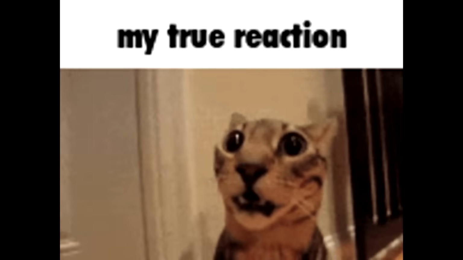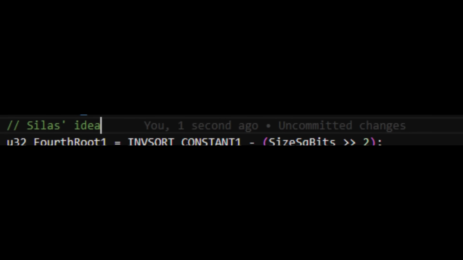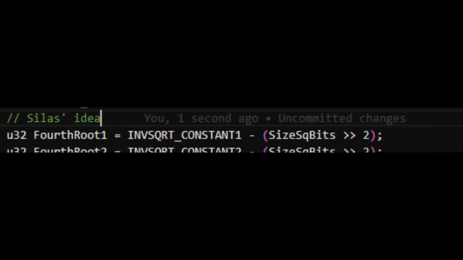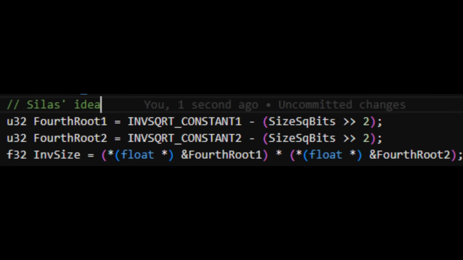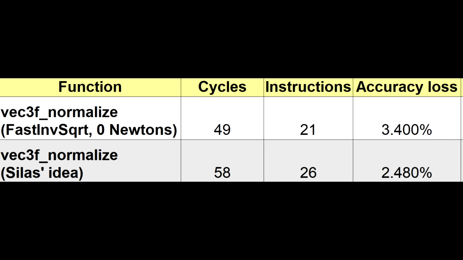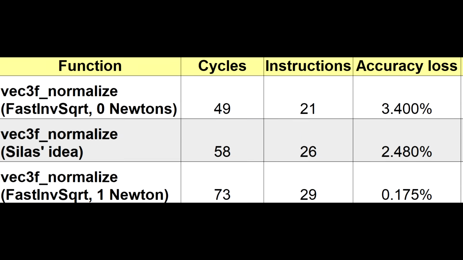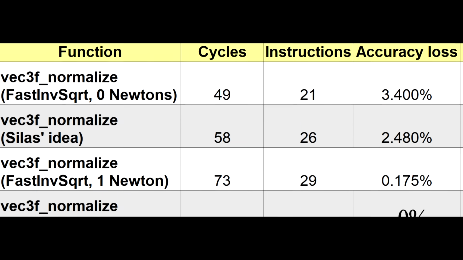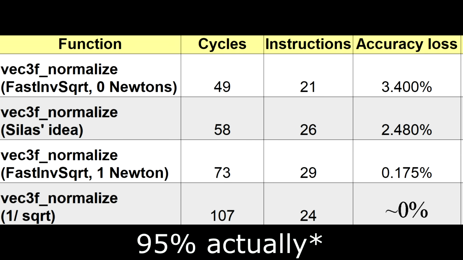One other idea that Silaslock had was to not compute the fast inverse square root, but instead compute 2 separate approximations for the 4th inverse square root using 2 different magic constants picked to cancel each other's error out, and then to multiply them together to get the inverse square root. What a cool idea. This gives us a 33% reduced error over the fast inverse square root algorithm, but it does cost 9 cycles more. To give you a comparison, the first Newton iteration cost 24 cycles, and it has a 90% increased accuracy.